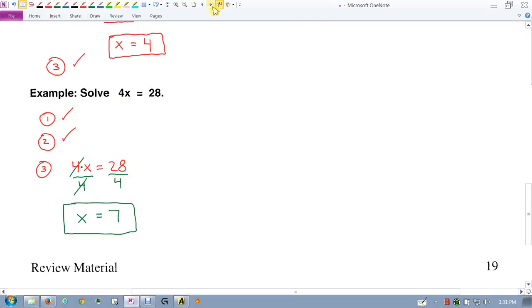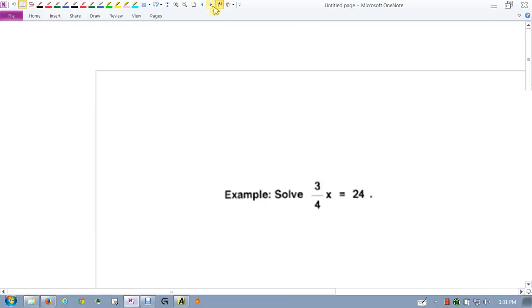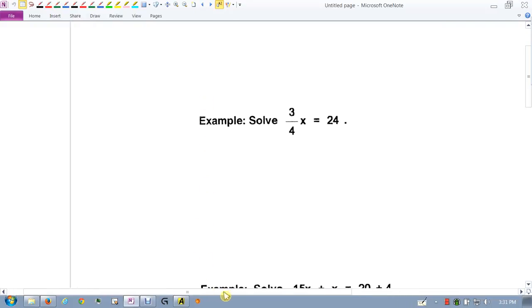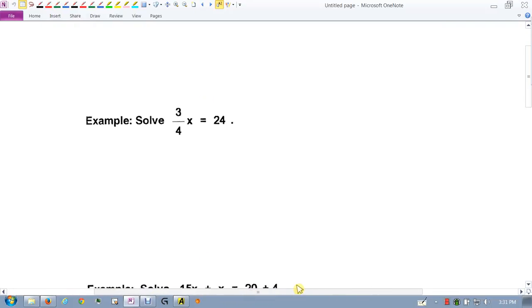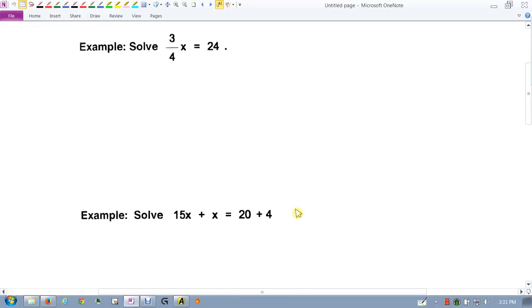We're good? Uh-oh. It's a fraction. We like fractions. We don't, right? We love them. So, what are we going to do here? Try and do this without falling.